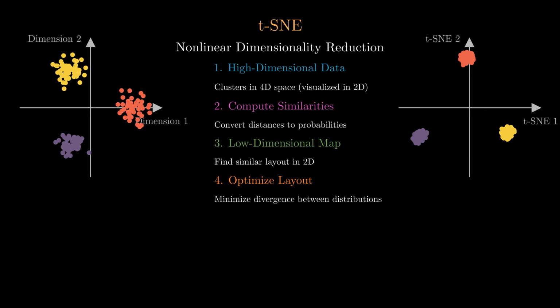Notice how the clusters that were mixed together in the original 2D projection are now clearly separated. t-SNE has preserved the local neighborhood structure from the high-dimensional space.